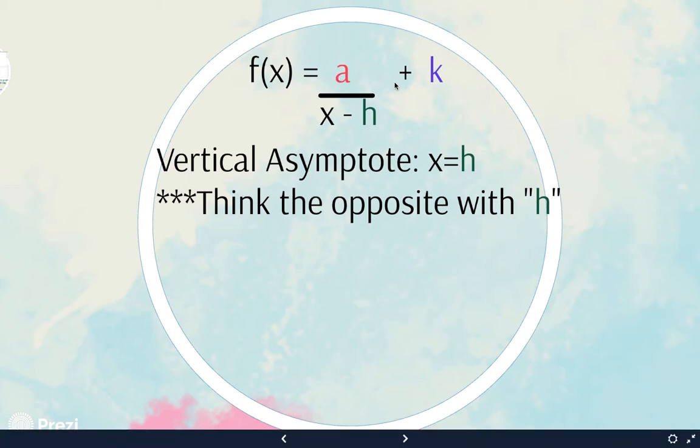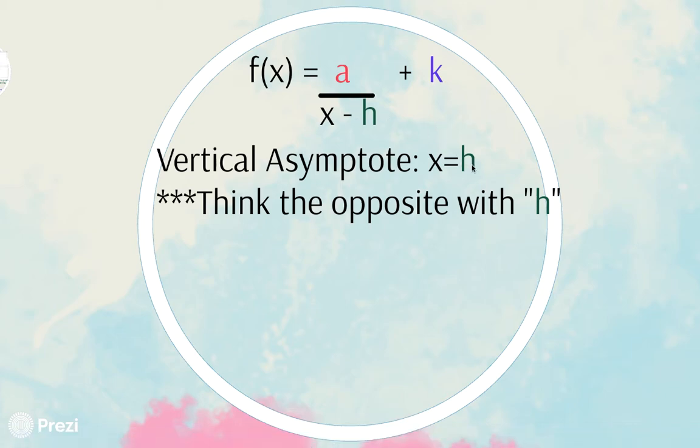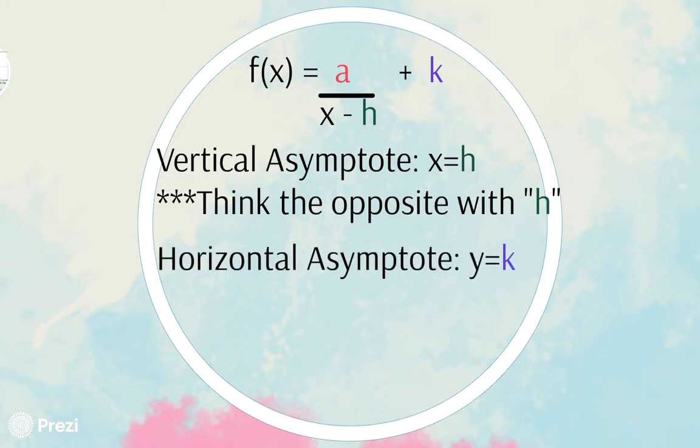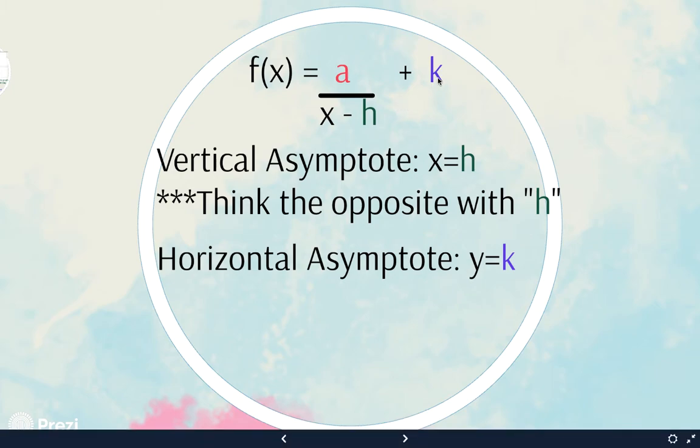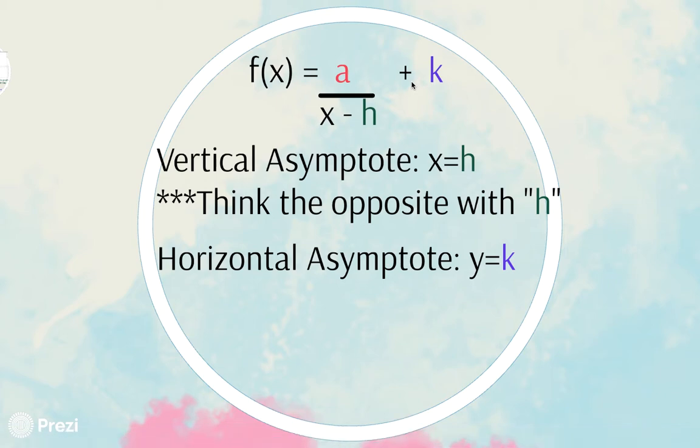When your rational function is in this nifty format, your vertical asymptote is the equation x equals h. Once you identify the h, remember we have to think the opposite with our h value. If this is a negative h, it's going to be a positive h here, or if it's a positive h, it'll be a negative h here. So our vertical asymptote is x equals h. The horizontal asymptote is going to be y equals our k value because that is where the horizontal asymptote will have shifted.